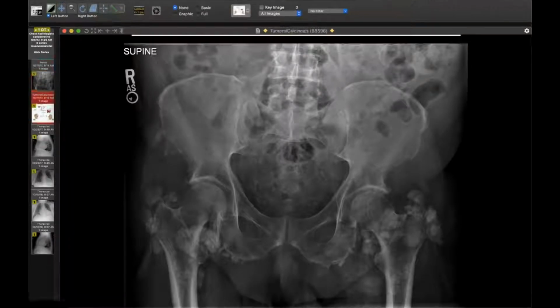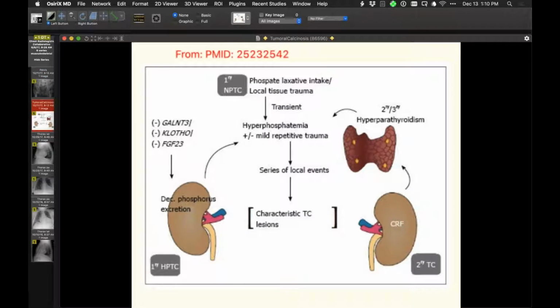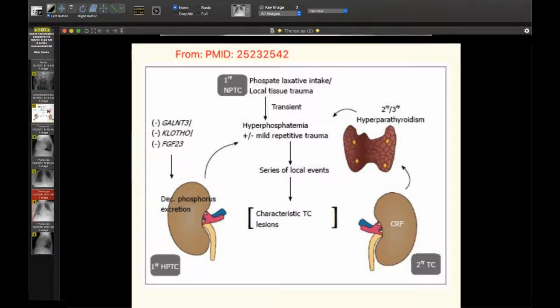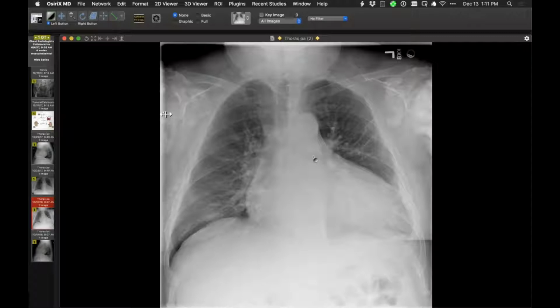And there are basically two forms, and this one is certainly the chronic renal failure form of tumoral calcinosis. This patient does have chronic renal failure. I really don't know anything about these so-called primary genetic forms, but this person definitely has the chronic renal failure form of tumoral calcinosis. Just a really nice example of it, about the shoulder joints in particular.